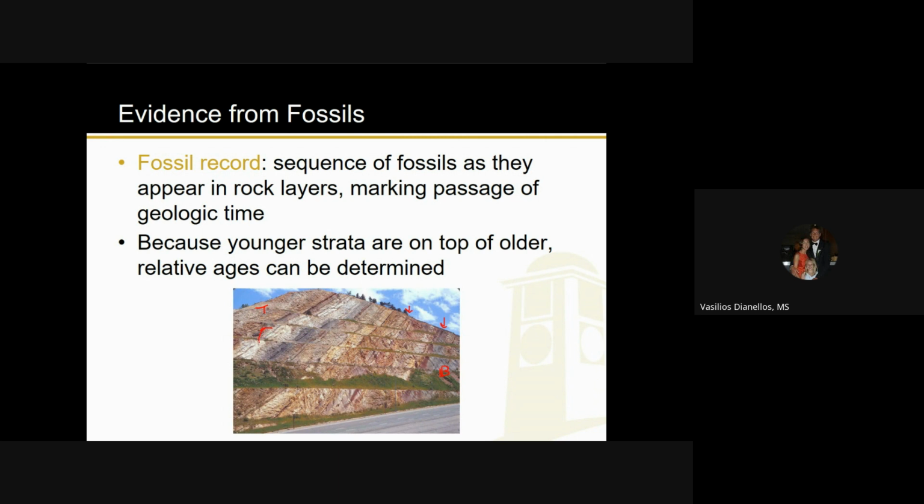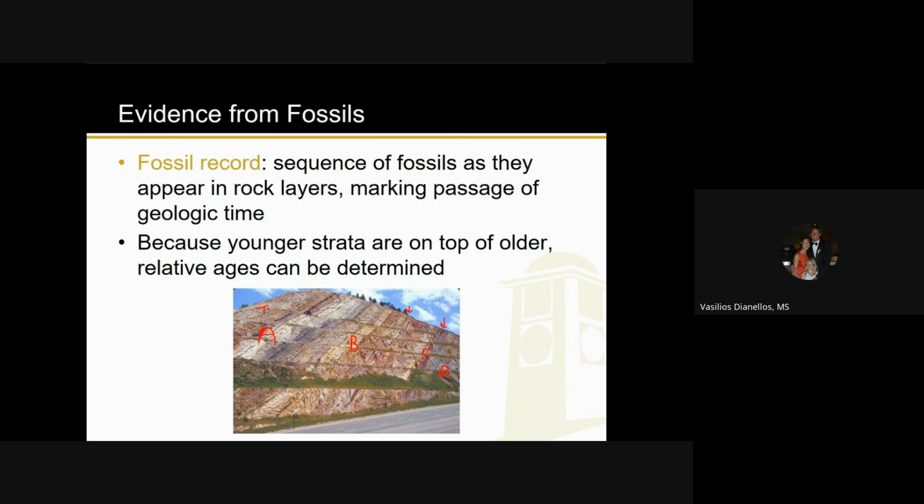Actually, let me ask you this to see if anyone gets it. Let's say you find an organism right there, and you also find an organism right here, organism B. And then you find an organism right there, organism C. Which organism do you think is the oldest? Does anybody want to venture to guess? Hopefully you're just too shy to say it, because it should be pretty obvious.